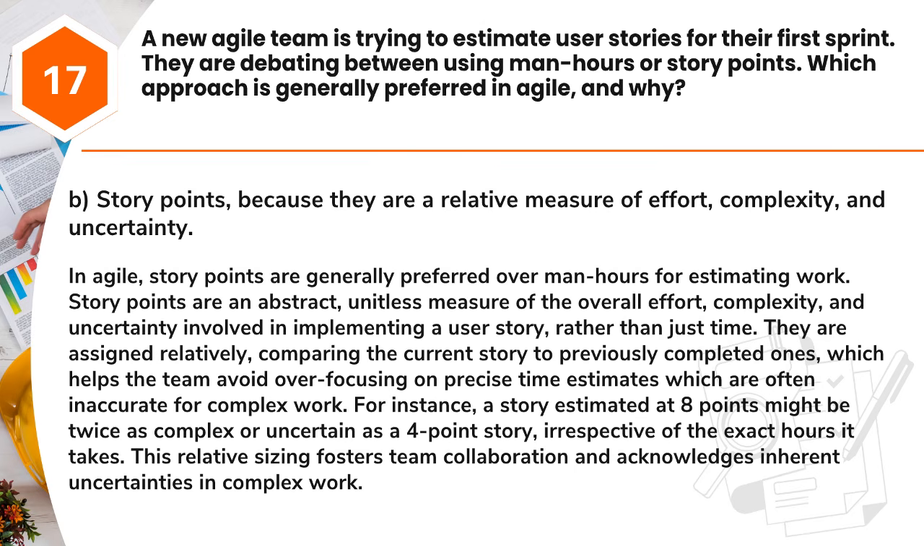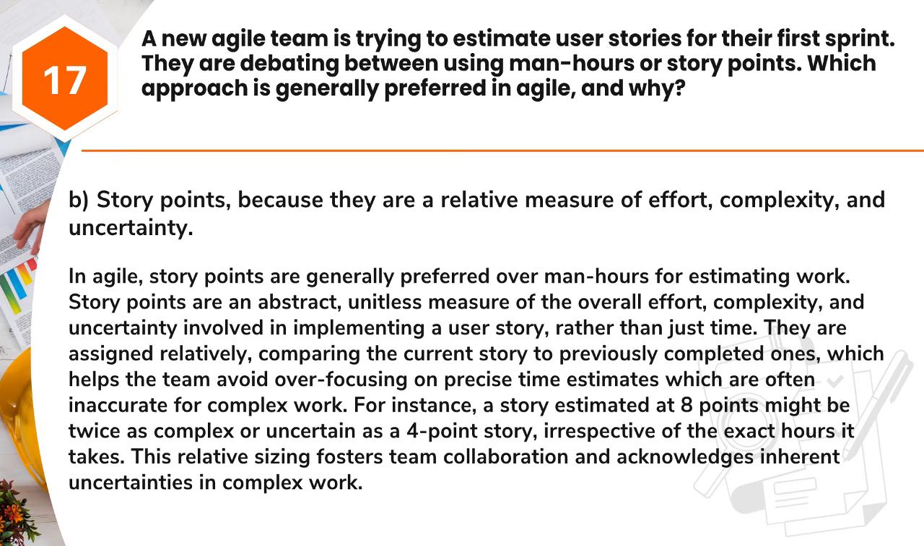Answer: B. Story points, because they are a relative measure of effort, complexity, and uncertainty. In Agile, story points are generally preferred over man-hours for estimating work. Story points are an abstract, unitless measure of the overall effort, complexity, and uncertainty involved in implementing a user story, rather than just time. They are assigned relatively, comparing the current story to previously completed ones, which helps the team avoid over-focusing on precise time estimates which are often inaccurate for complex work.